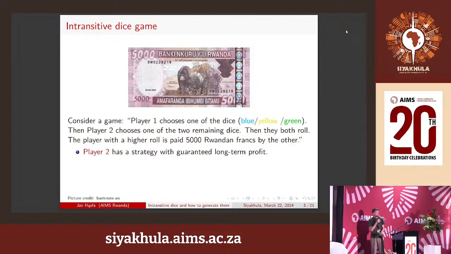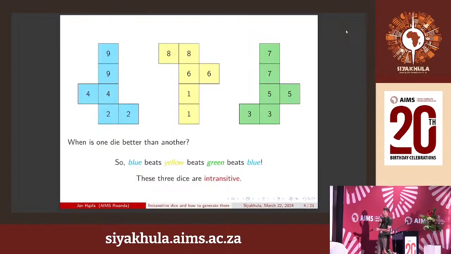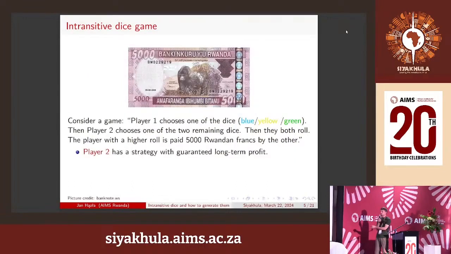So if you play it many times, player 2 is going to almost surely make money. The reason for this is that I have this cycle: blue is better than yellow, yellow is better than green, and so on. If I choose blue, the second player can choose green, and green is going to be better. If I choose yellow, the second player can choose blue, and so on. So for every dice, there exists another one which is better. This is an unintuitive game where the second player has an advantage.